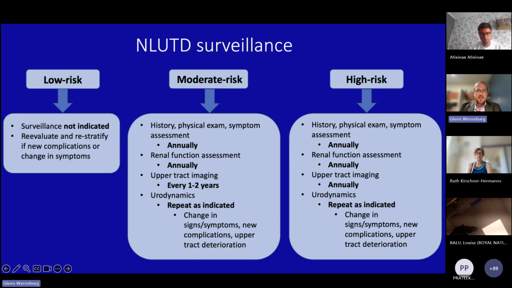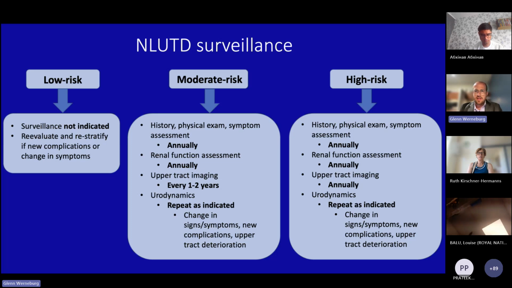Again, why is it important to do this stratification? Because the surveillance of these patients differs. So low risk in the United States, we don't routinely perform surveillance for these patients. We reevaluate them if symptoms arise or change, and then we re-stratify them subsequently. Again, some of the specifics here will vary.